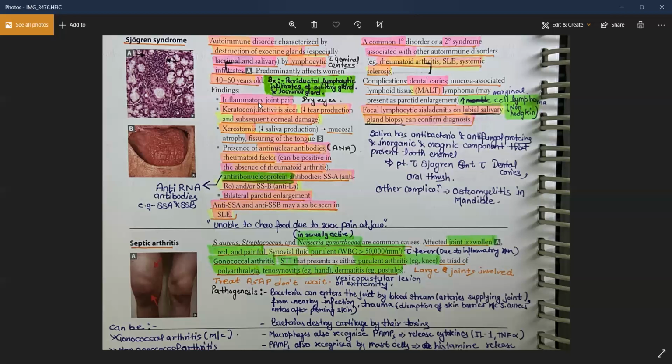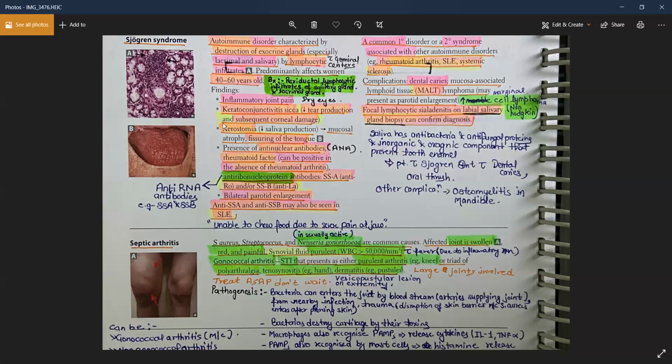Findings will be inflammatory joint pain. You guys know that Sjogren syndrome is associated with rheumatoid arthritis also, so the patient can also have joint pain. Because of the loss of lacrimation, you will have dry eyes, and because of the dry eyes, the patient can also have corneal damage. Inflammation in the eyes would be there, which is the inflammation of the conjunctiva. It has a special name, keratoconjunctivitis sicca, and it is nothing but conjunctivitis in the patient.